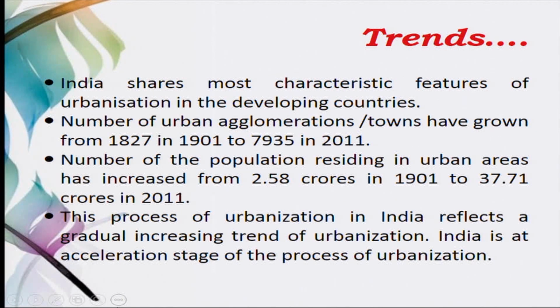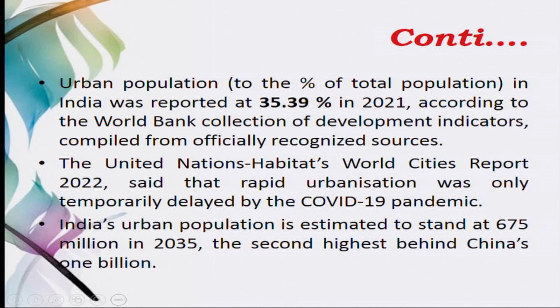India shares the most peculiar characteristic features of urbanization in developing countries. The number of urban agglomerations, towns and cities has increased from 1,827 in 1901 to 7,935 in 2011. At the same time, the population residing in urban areas also increased from 2.58 crores to 37.71 crores in 2011. It indicates that the process of urbanization in India reflects a gradually increasing trend. The urban population in India was reported at 35% in 2021 according to the World Bank collection of development indicators.